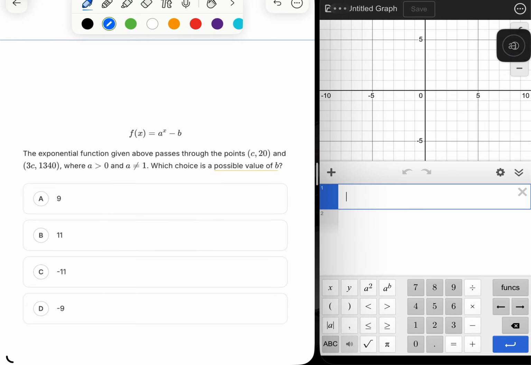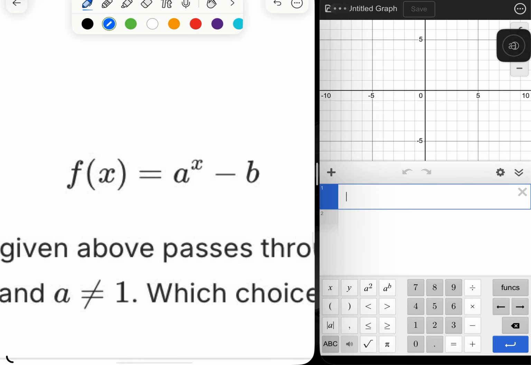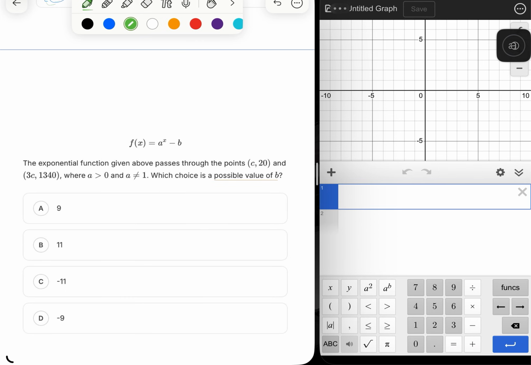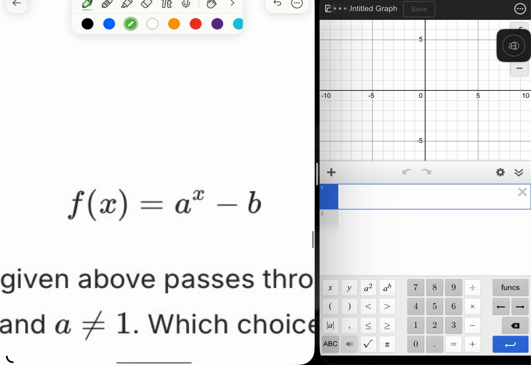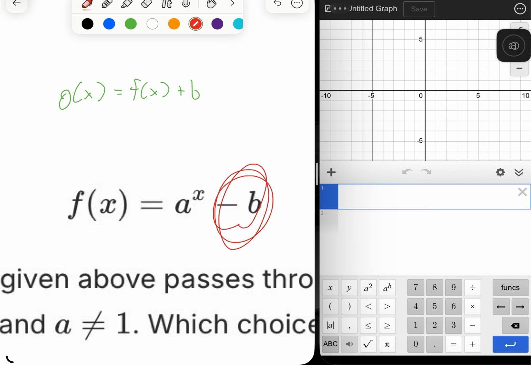So in a previous video, I actually used a method of changing this original function into something else. So what do I mean by that? Well, let's define a new function, g of x, and let's actually call it f of x plus b. The reason I'm doing that is because now we don't have to worry about the negative b part. We can just worry about these.